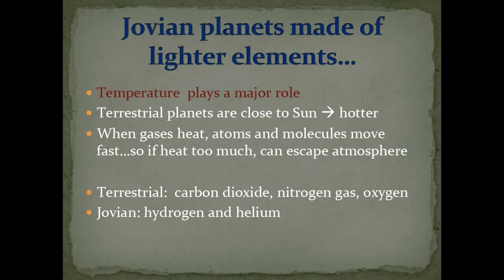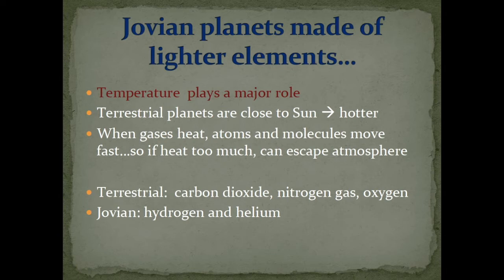You know that the Jovian planets are made up of lighter elements, right? Those gases, okay, maybe those metallic liquids, okay? And we know that temperature plays a major role in this. We know that the terrestrial planets are closer to the sun, therefore they're hotter. And when gases heat up, those atoms and molecules move faster. And if they move too much, they can escape, and no atmosphere can be contained on the planet at all.